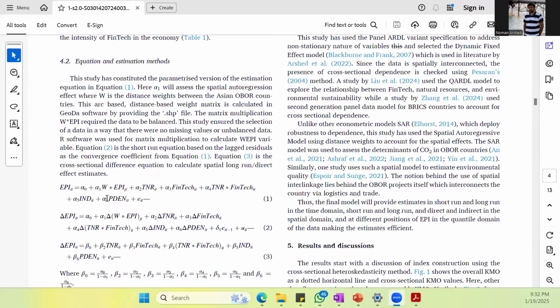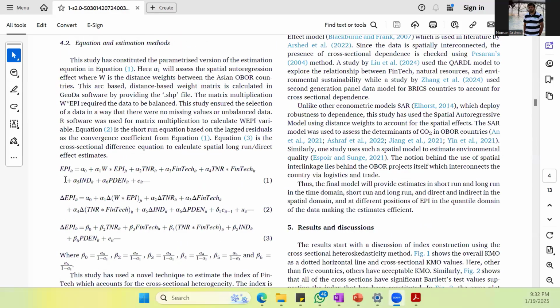The second gap is shown here. See, the dependent variable is EPI. The independent variable is W multiplied by EPI_jt, meaning i is not equal to j here. This W lets me make this variable, which is a SAR variable, spatial autoregressive. And how to make it? You have to open GeoDa and then create a matrix multiplication. I have made a video on this one also.